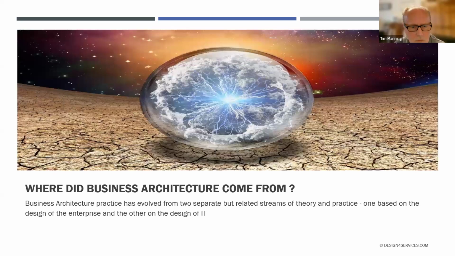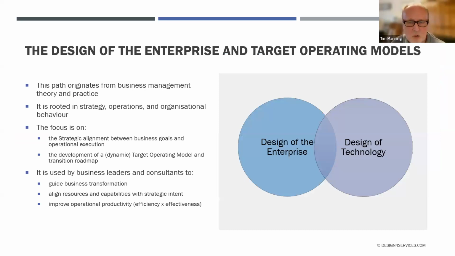So where did it come from? It's actually evolved from two different separate streams. One based on the design of the enterprise, which is basically where I come from, and the other is based on the design of IT. Now, anyone who works in the IT world will know that they're quite insular and they come up with their own ideas. So we've ended up with these two separate streams around business architecture, which I'll just describe now. So design of the enterprise and target operating models.